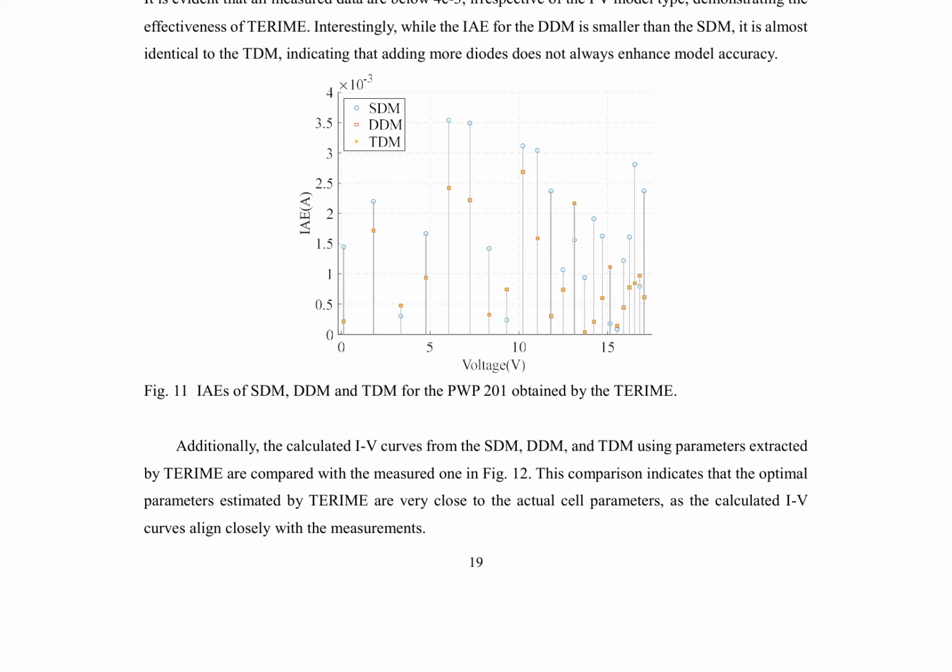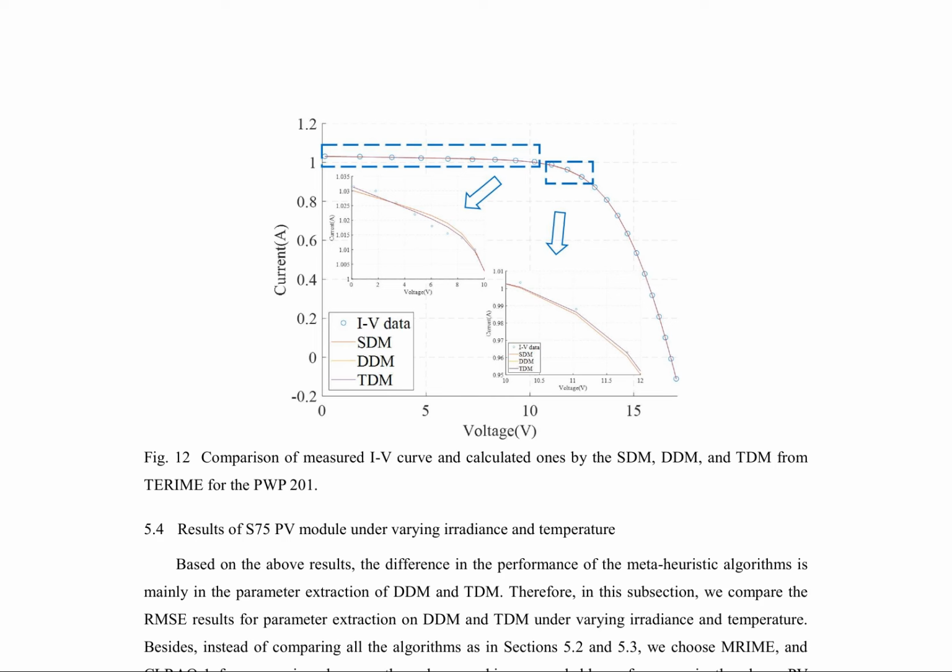Overall, this page highlights the superior performance of TERIME for parameter extraction in PV cells, emphasizing its potential in enhancing the accuracy of solar panel simulations and efficiency assessments. The IV curve measurements of the PWP 201 solar panel are compared with those calculated using the single-diode model, SDM, double-diode model, DDM, and triple-diode model, TDM.